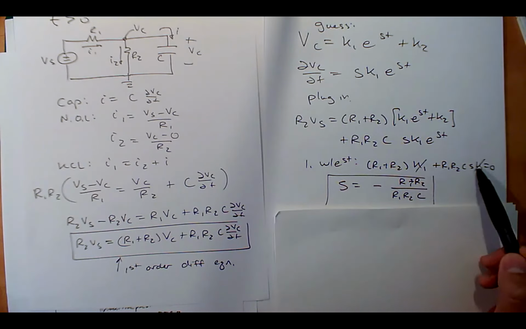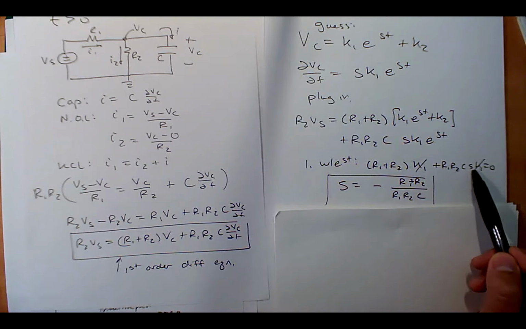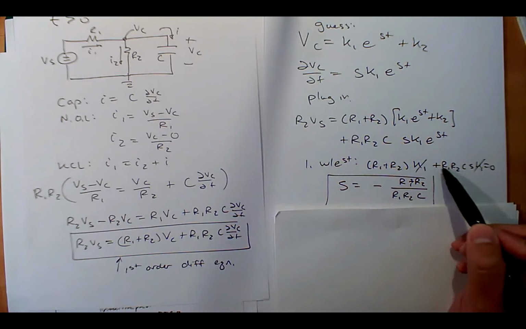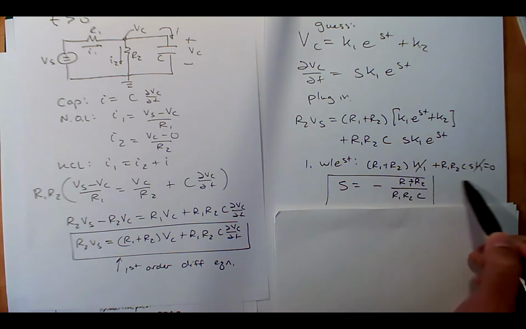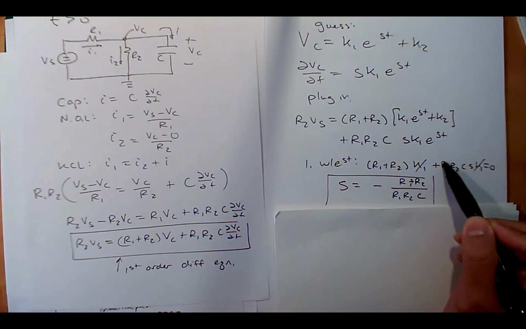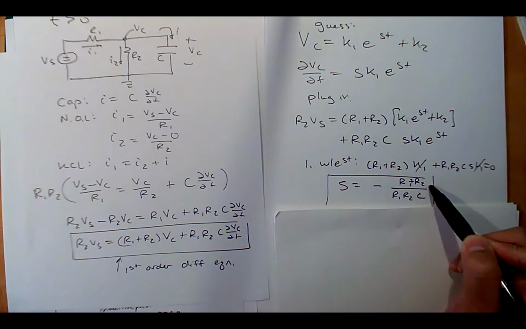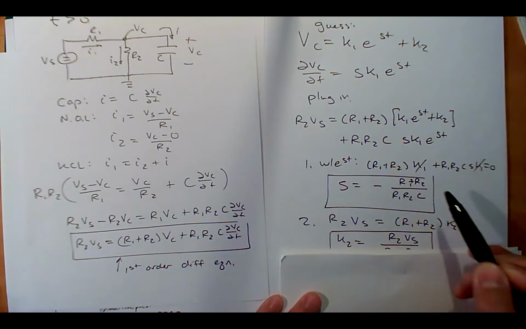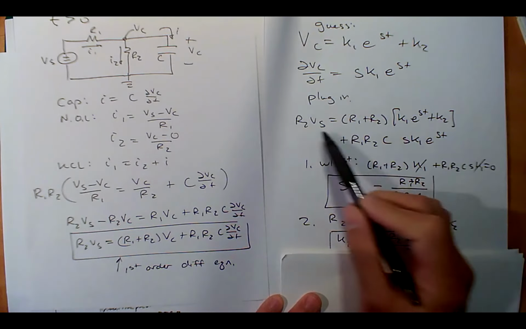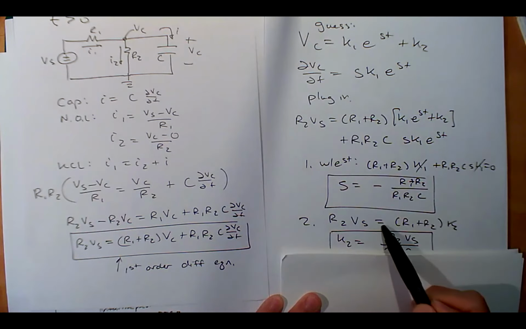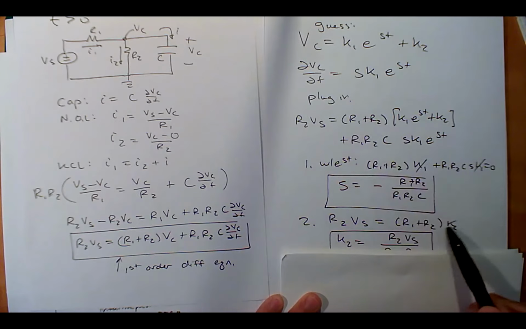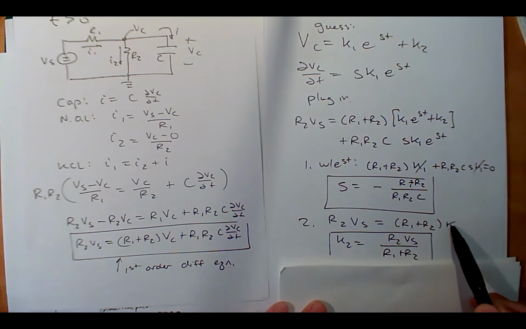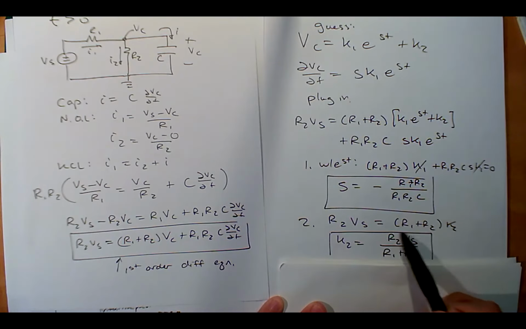So if I look closely here, it looks like the K1s cancel. I get S equals negative, I've got to be careful, negative (R1 plus R2) on the other side, divided by R1 R2 C. Not too bad. If I look at all the terms without e to the st, I get R2 VS equals K2 times (R1 plus R2). And so here I actually get a non-zero K2, because K2 is R2 VS over R1 plus R2.